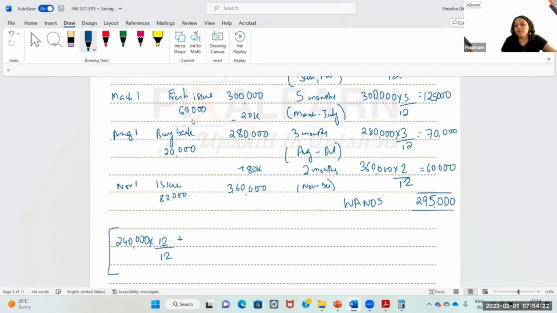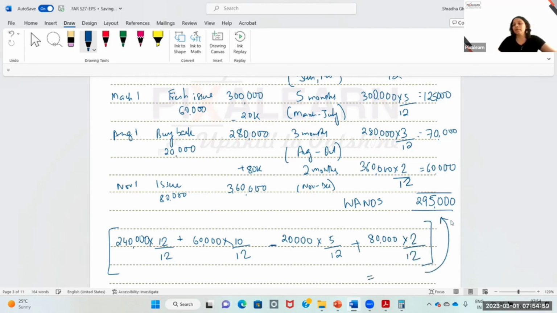Then I issued 60,000 shares on March 1, so basically for 10 months. So 60,000 for 10 months, it is outstanding. That means I'm taking each individual event separately. Then I bought back 20,000 shares. That means this 20,000 will be a minus from August: August, September, October, November, December, 5 months. And then again I issued 80,000 shares in November, so 80,000 into 2 divided by 12, November and December. Just calculate it. This should also give you 295,000.